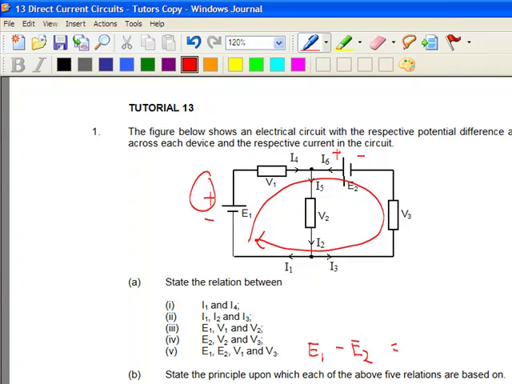Negative? V1 negative. Positive? V1 should be positive, right? Because can you see the conventional current out of V1 is actually the same direction as the loop direction? Can you see this current? The current direction is the same as the loop direction, correct? So the potential drop is V1.